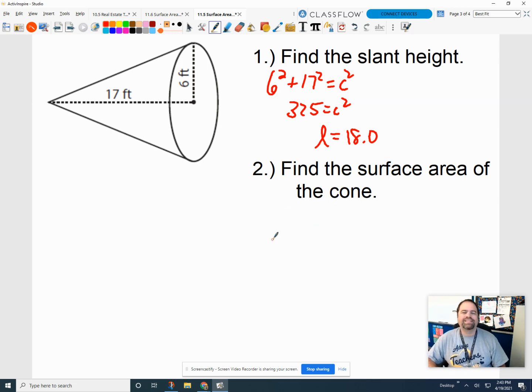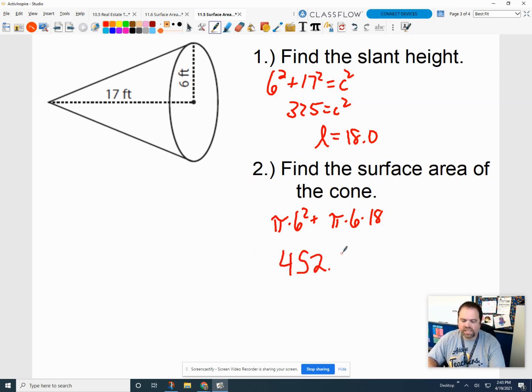To find the surface area of the cone, I've got pi times 6 squared plus pi times radius times slant height, just like we did yesterday. So 3.14 times 36 plus 3.14 times 6 times 18 is 452.16, so 452.2 when I round it, square feet.